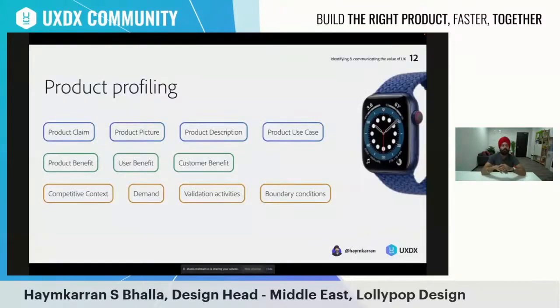Let's have a quick talk on product profiling. I'm very sure some of you here might have looked at such a template earlier. This is fairly simple to understand, where you're trying to document what the product is, probably a use case or set of use cases around it, benefits for the business, benefits for customers, benefits for users, and also thinking around the demand generation, certain validations that are required, and boundaries or limitations that are necessary to understand how you could profile the product accurately.